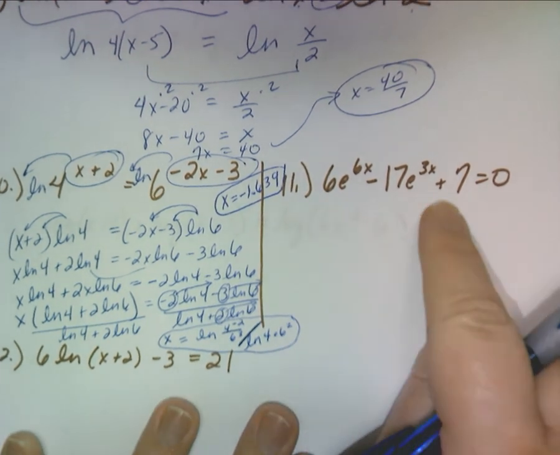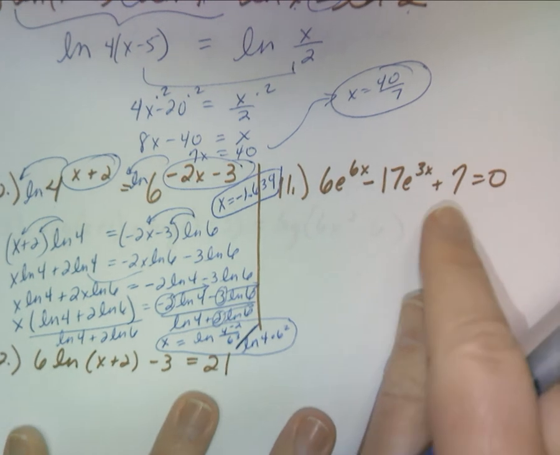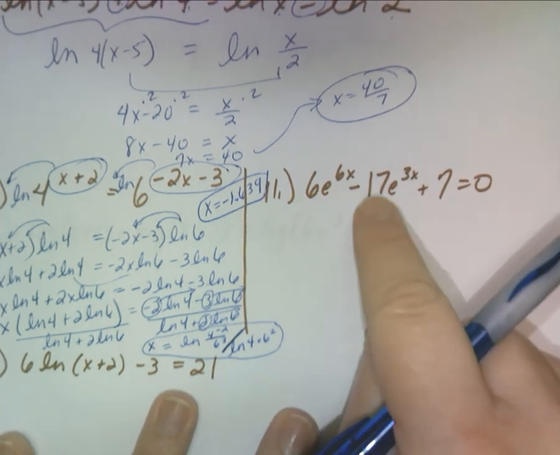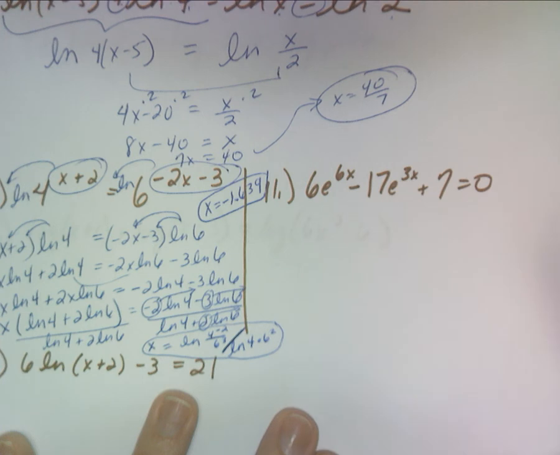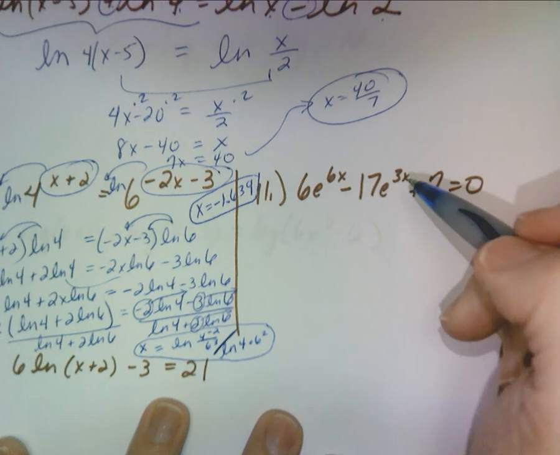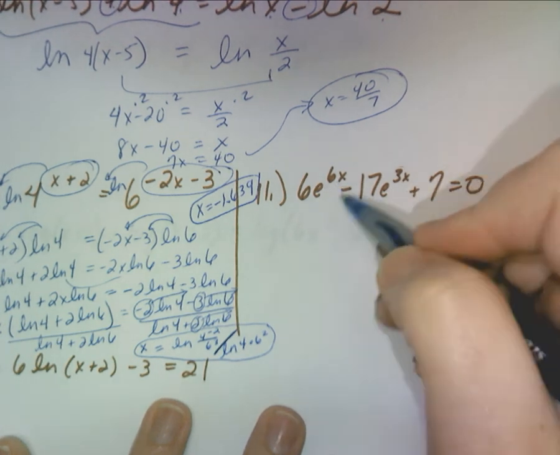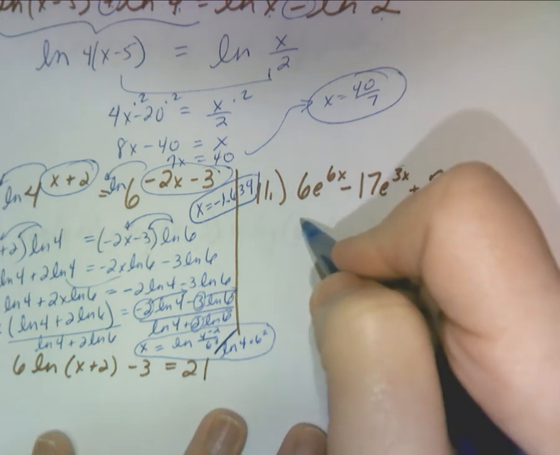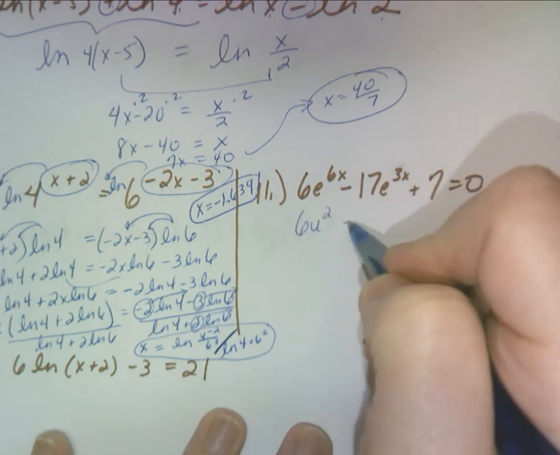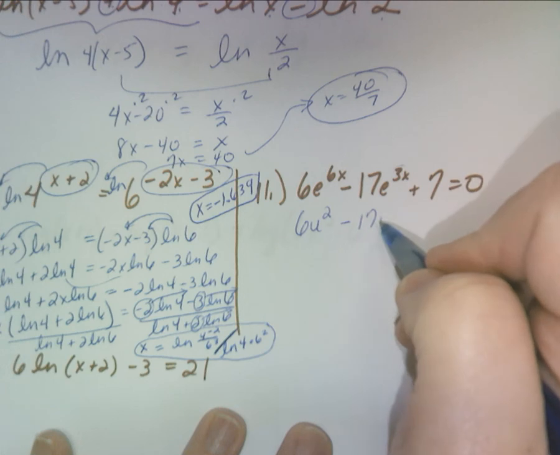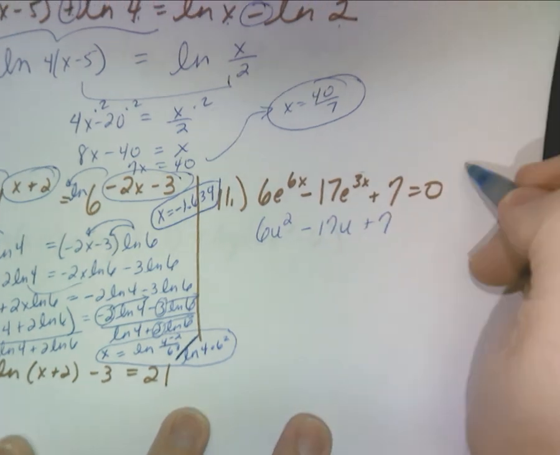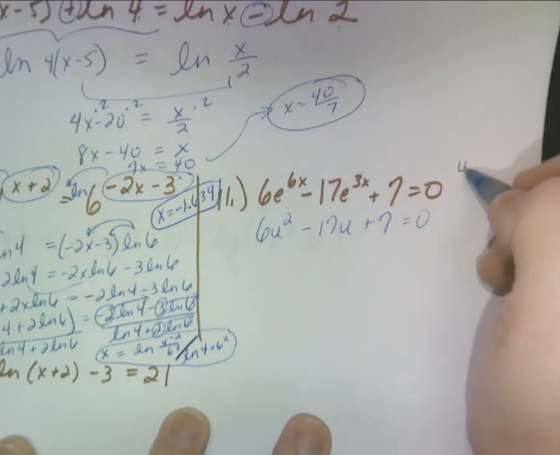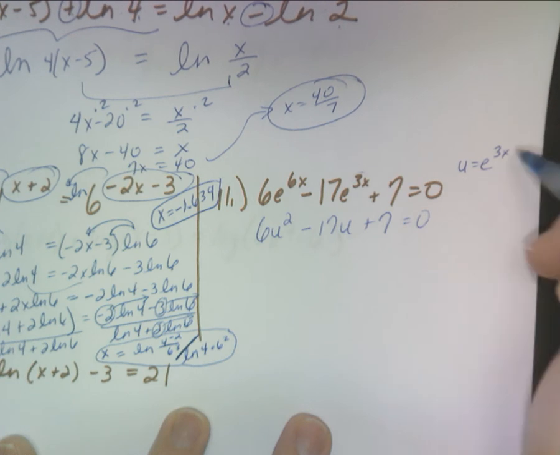Okay, number 11. So I see 6e to the 6x minus 17e to the 3x plus 7. Trinomial, so we're going to have this u thing. So this is usually your u. This is your u squared, which makes sense if I multiply this by 2. So I'm actually going to call this 6u squared minus 17u plus 7. And you definitely want to make a note here, equals 0, that u is equal to e to the 3x.